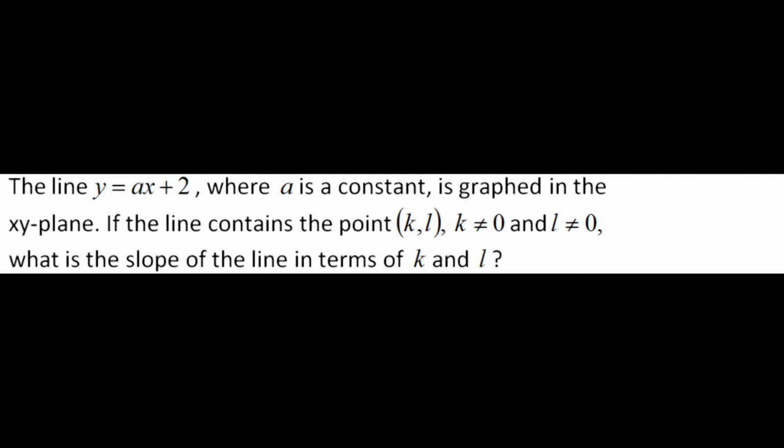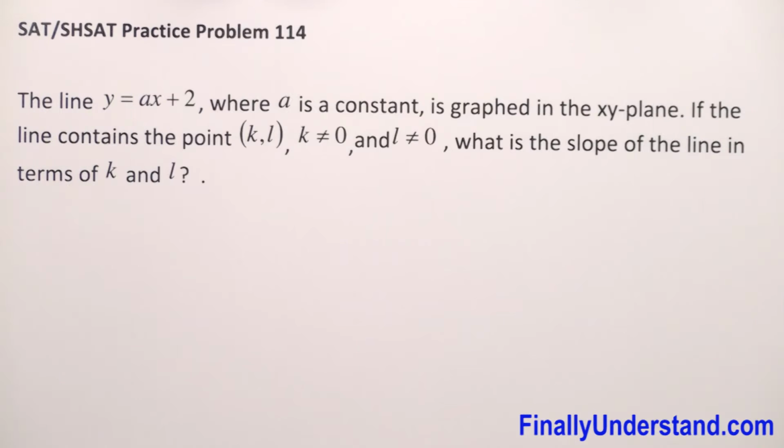The line y equals ax plus 2, where a is a constant, is graphed in the xy plane. If the line contains the point (k, L), k is different than 0, L is different than 0, what is the slope of the line in terms of k and L?